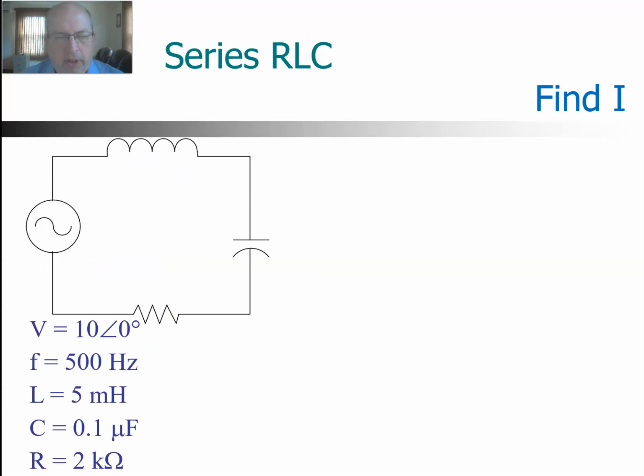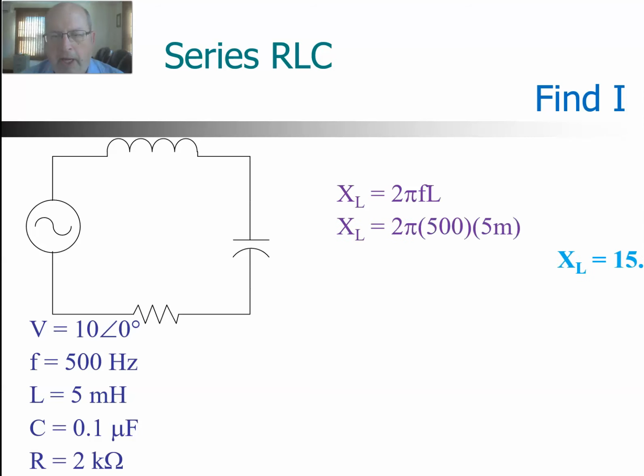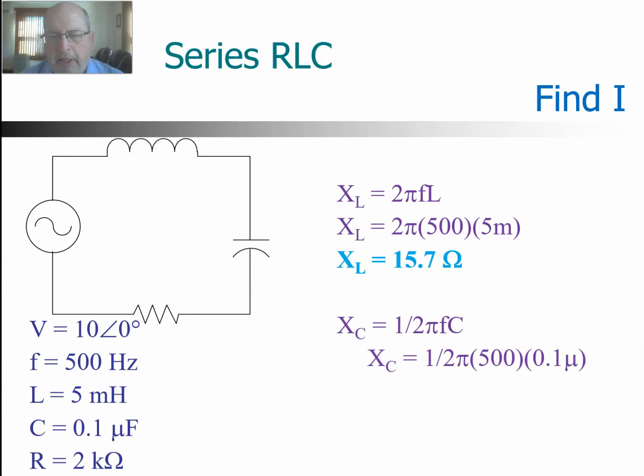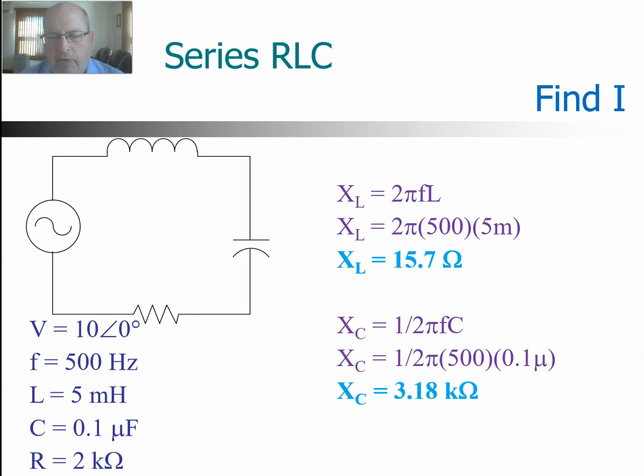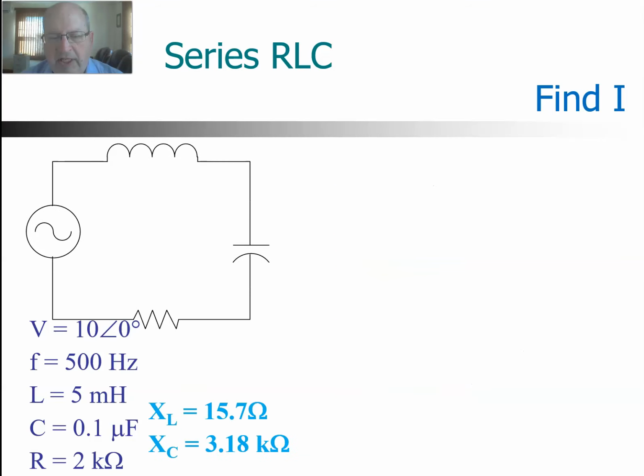So the first step is to find X of L, 2 pi FL, and we get 15.7 ohms. And then X of C is 1 over 2 pi FC, and we're going to get 3.18 kiloohms. Now we're going to combine those two values along with the resistance in order to get the total Z.